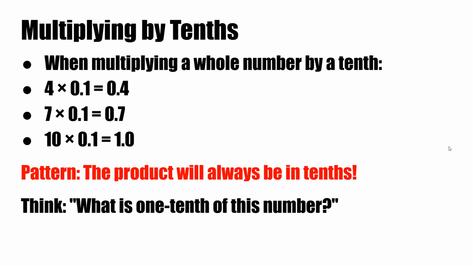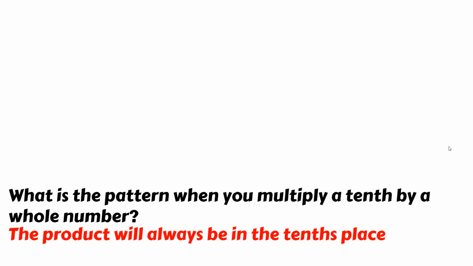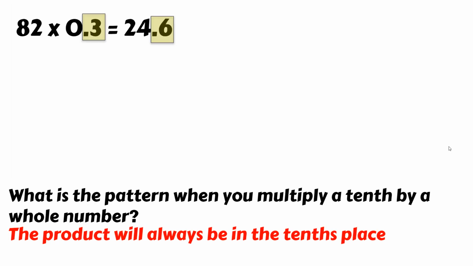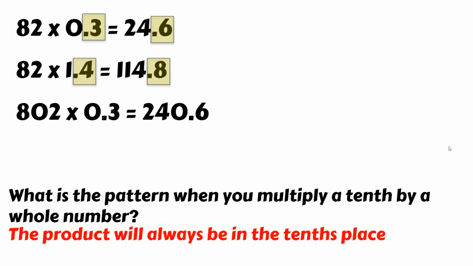The product is always going to be in the tenths. So let's look at some more. 82 times 3/10 is going to be 24 and 6/10. 82 times 1 and 4/10 is equal to 114 and 8/10. 802 times 3/10 is 240 and 6/10.